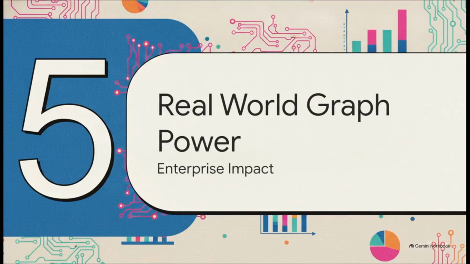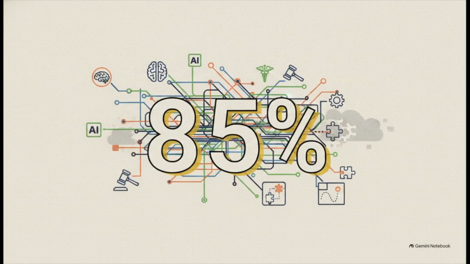Section 5, real-world graph power. So the crucial point is this massive number right here, 85%. By feeding AI a structured graph instead of flat text, researchers have seen a reduction in AI hallucinations by nearly 85% on average. That is huge. When you give the AI a map of explicit facts instead of forcing it to guess, it literally stops making things up. For industries like healthcare, manufacturing, or law, where a wrong answer can be absolutely catastrophic, that 85% reduction is a total game changer.